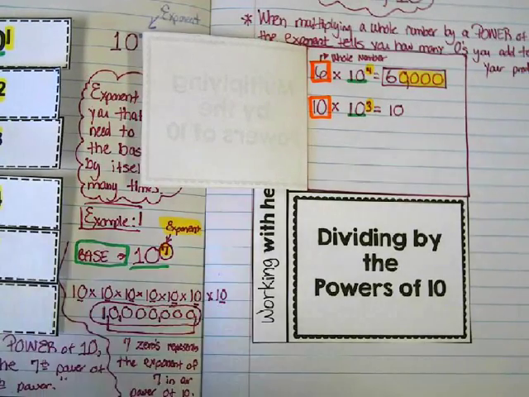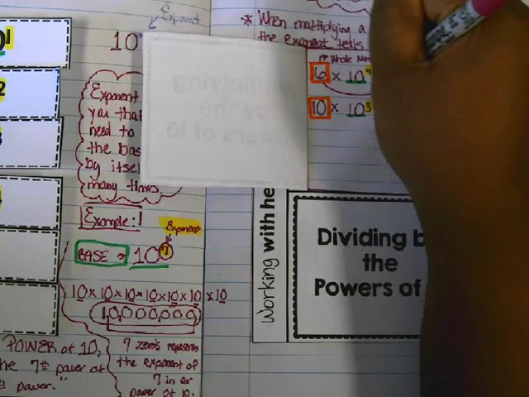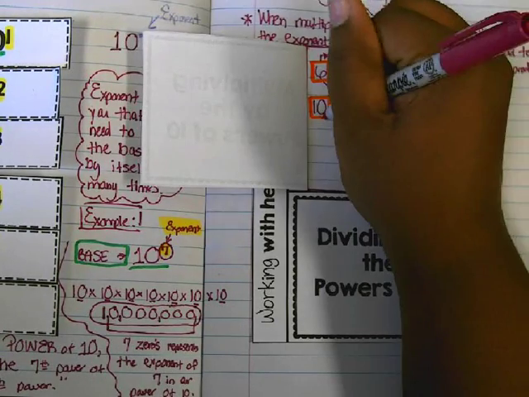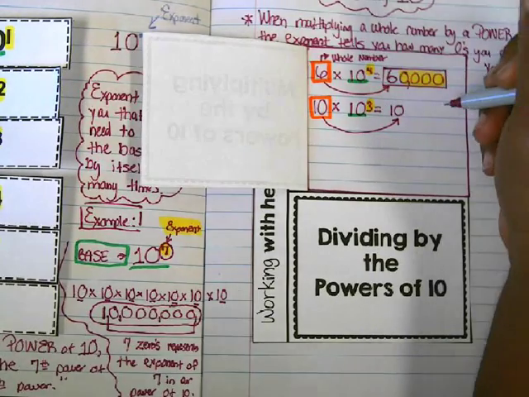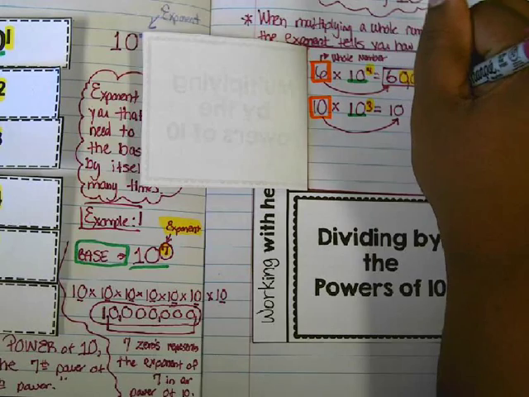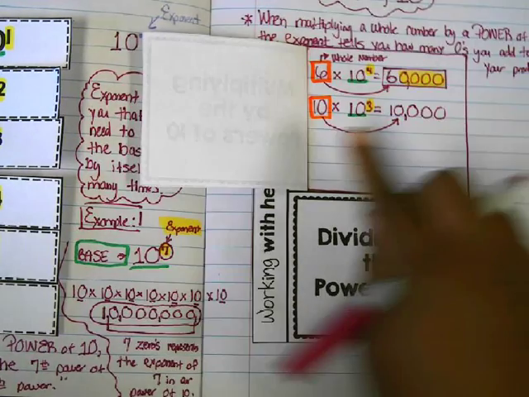So my whole number is 10. Let me make an arrow. I rewrote my whole number. Same right here. Now my exponent is going to tell me how many zeros to add to this. That's 3, so I'm going to add 1, 2, 3. So 10 times 10 to the third power is 10,000.